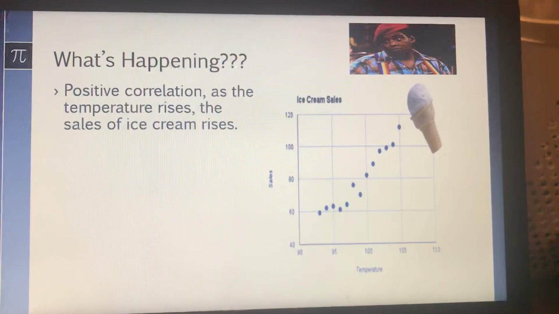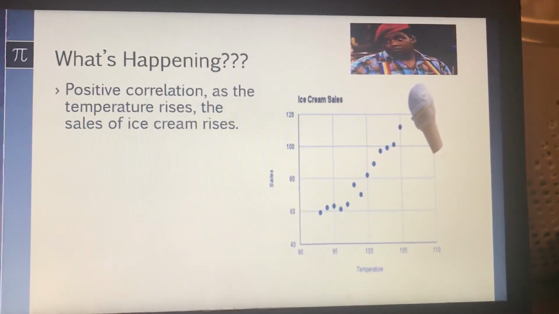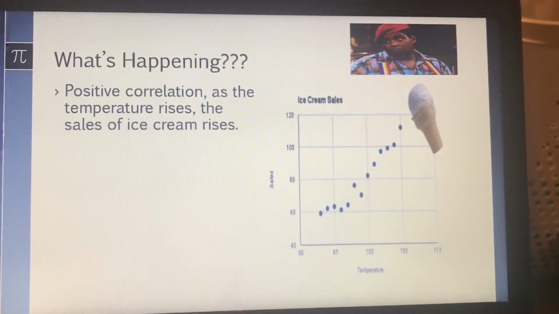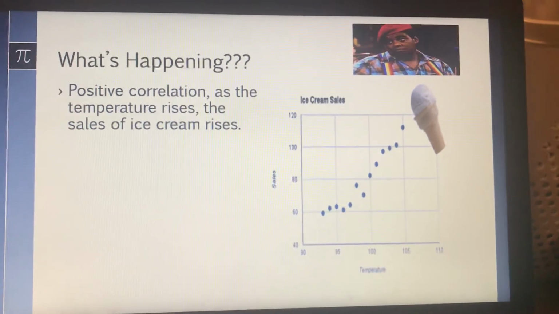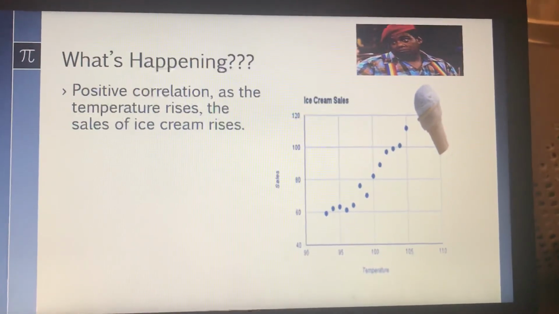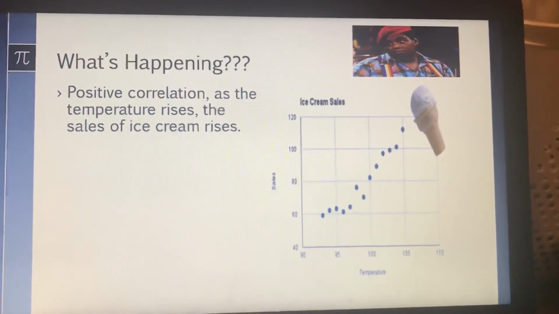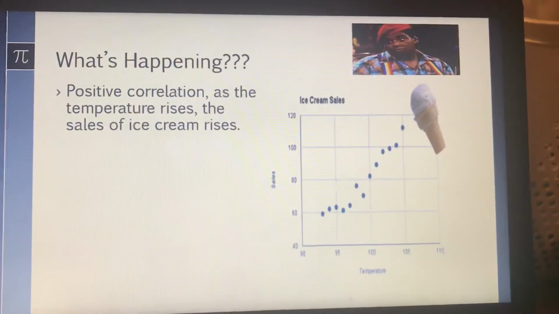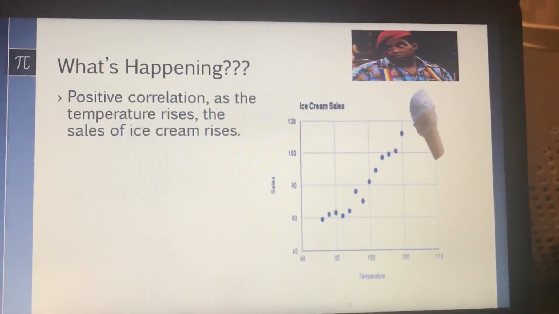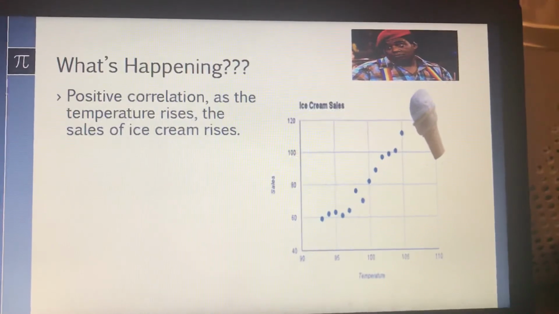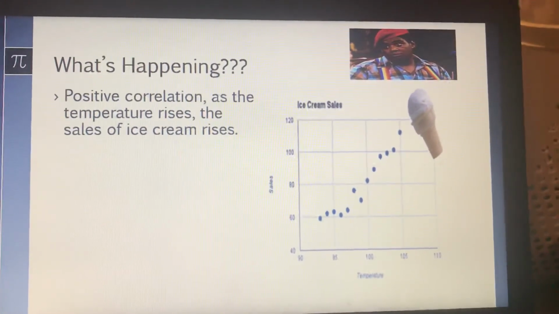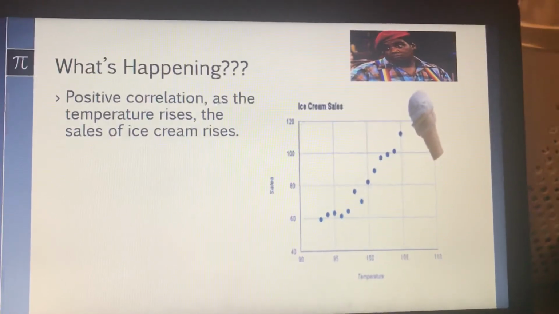Okay, what's happening? This is an example of a positive correlation. If you see, it's talking about ice cream cones, and you see how the data is plotted and it's going up. It's created almost like a positive slope. So when you guys get into algebra next year, you'll learn more about that. But it says as the temperature rises, the sale of ice cream rises.